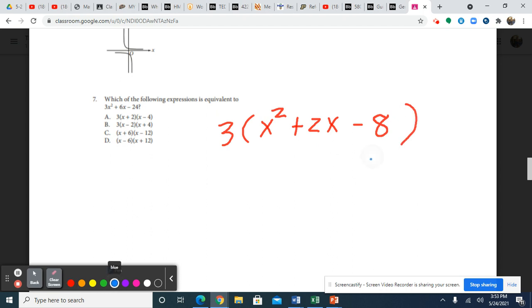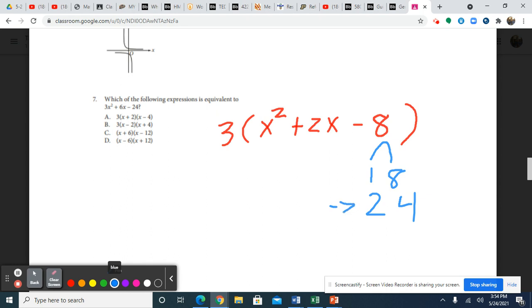Now to factor this out, we're going to look at the factors of 8. 1 and 8, 2 and 4. We want these two factors that are going to multiply to a negative 8. So that means that one of them has to be negative. They have to multiply to a negative 8, but they also have to add up to a positive 2. So we would actually go with these numbers right here on the bottom, 2 and 4.